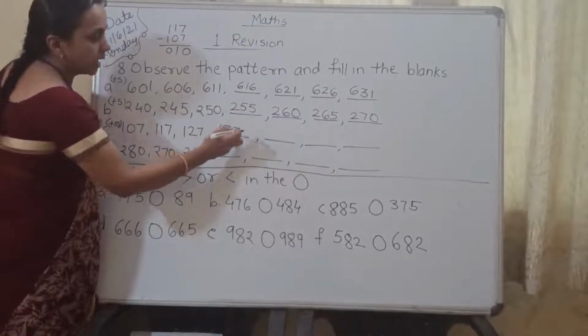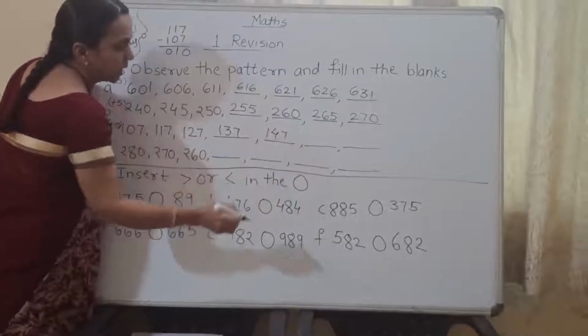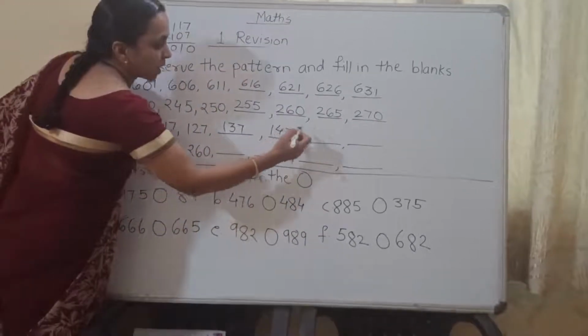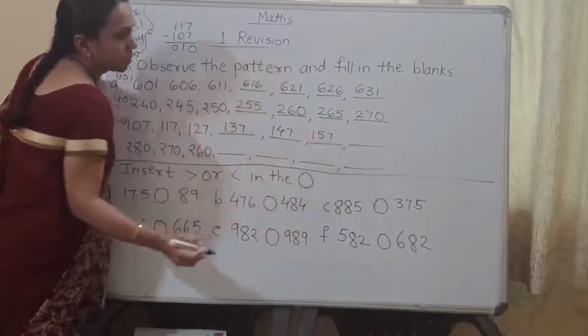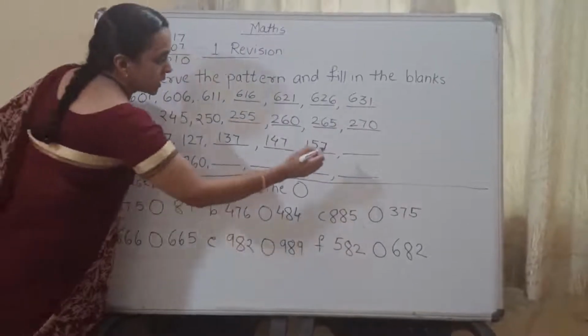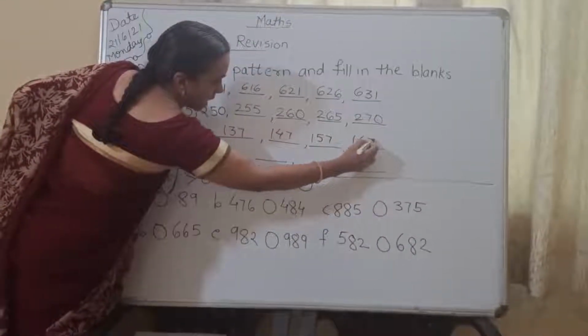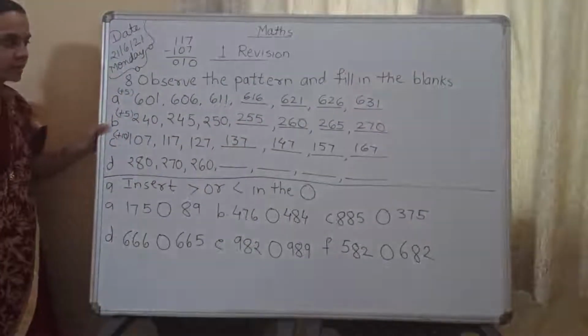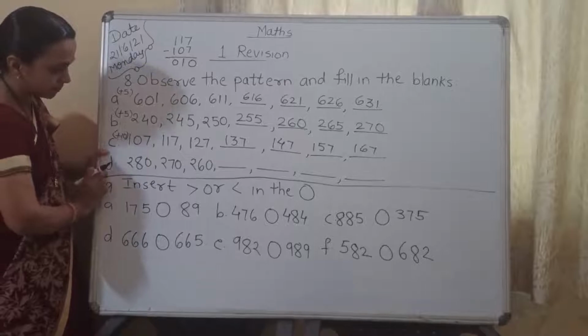137. Again 137 plus 10 equal to 147. Again 147 plus 10 equal to 157. Again 157 plus 10 equal to 167. Okay. Now see D question.